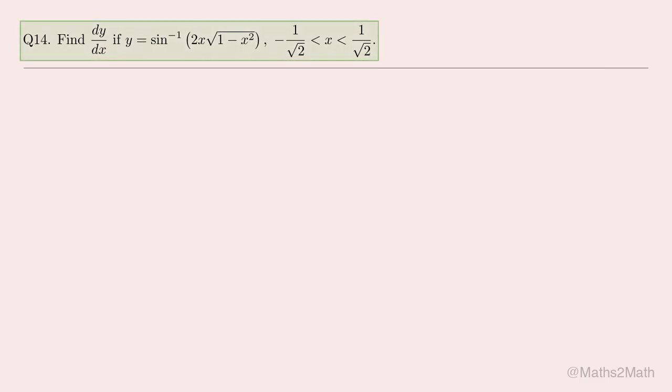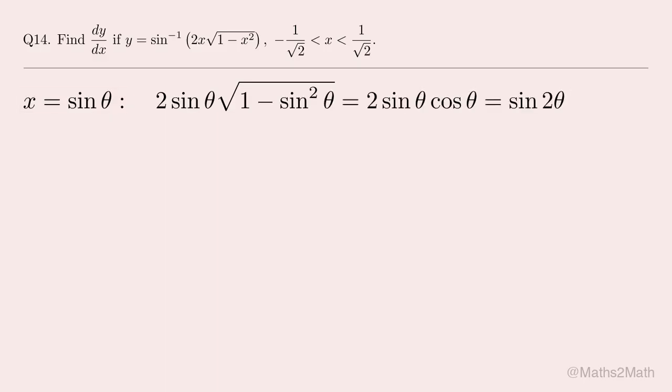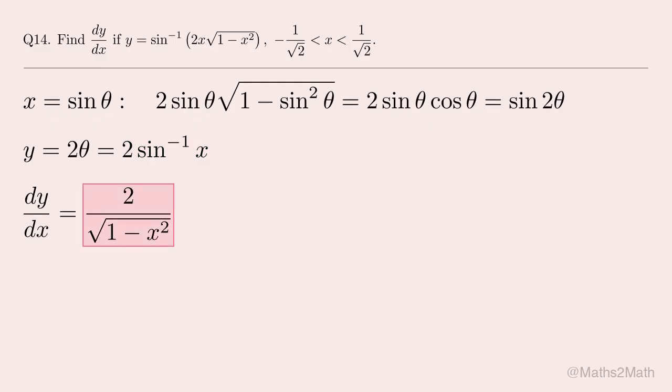Question 14. 2x root 1 minus x squared. The sine double angle written with sine and cosine. This time the substitution is x equals sine theta. Put x equal to sine theta. The root becomes cosine theta, and the product is sine 2 theta. So y is 2 theta, twice inverse sine of x. Differentiate the inverse sine.